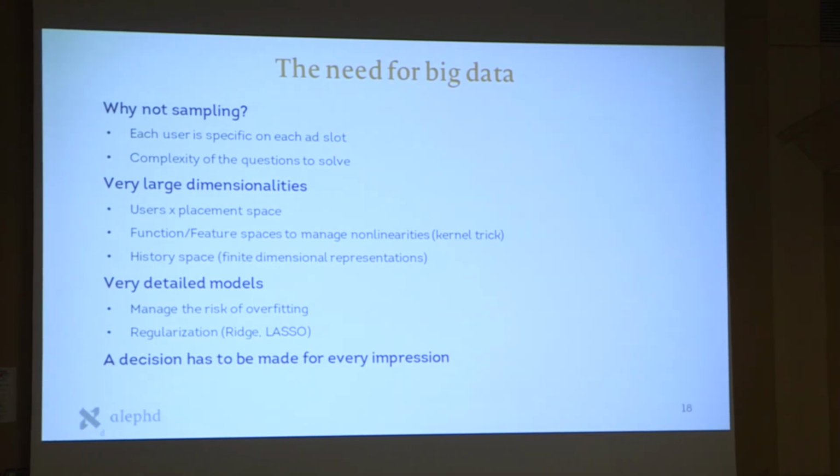Then we have more technical reasons. We have very large dimensionalities, like what I just said, data for each user and placement. We have nonlinear models, so they have more parameters. We try to record history about each user and represent this history. So basically, it's also very high dimensional, and we have very detailed models, and we want to avoid overfitting. So basically, all these are technical and business reasons to use every bit of data available to take the best decision for each impression.